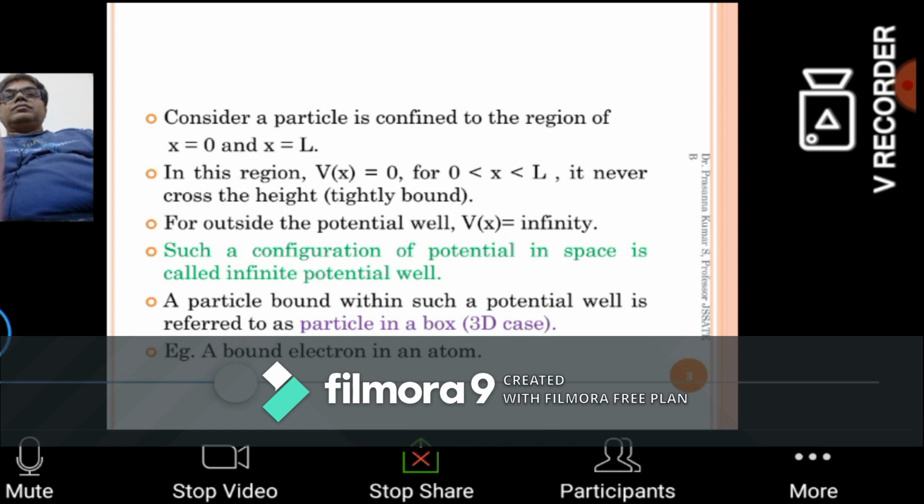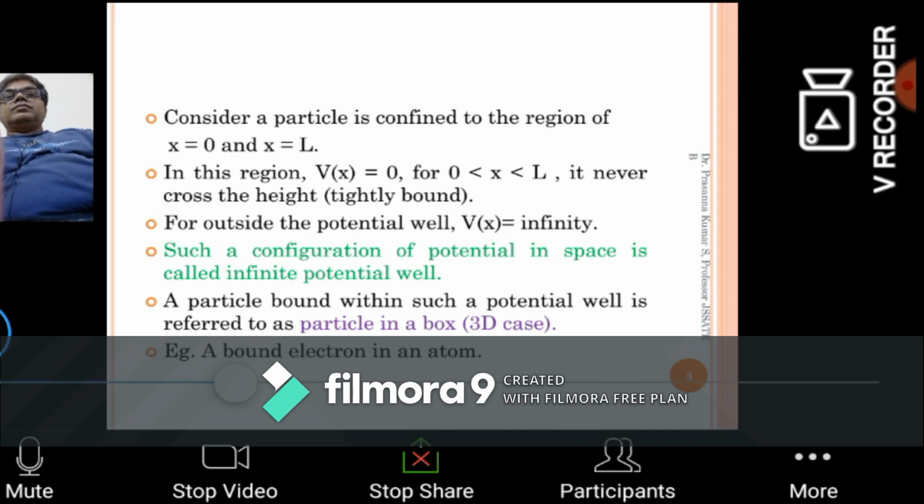And for outside, the potential energy is infinity. I told you, if the particle is tightly bound to the system, you cannot expect the particle to be outside. That's the meaning. If you imagine a particle that is tightly bound to the system, you will not expect the same to be outside the region. Therefore, such a situation is called the tightly bound condition.